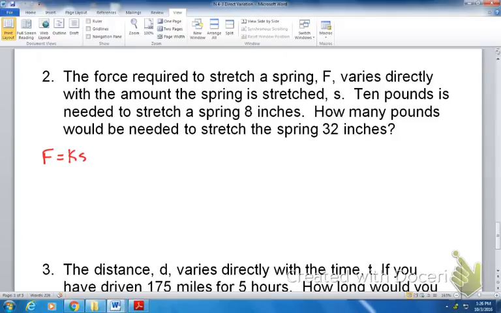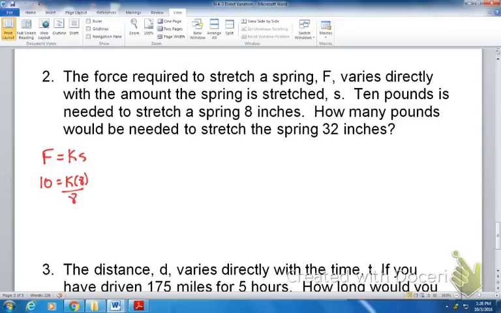It says 10 pounds is needed to stretch the spring 8 inches. How many pounds would be needed to stretch the spring 32 inches? So we just need to plug in our point. It says 10 pounds and 8 inches, so we need to plug those in. So the force is 10 pounds. That equals K times the stretch, which was 8.